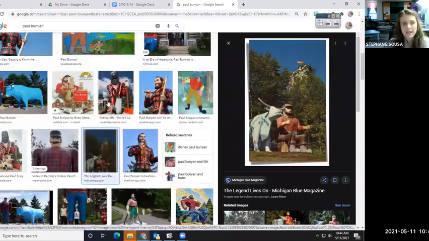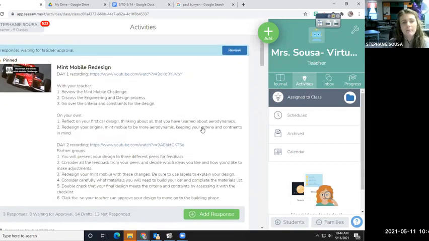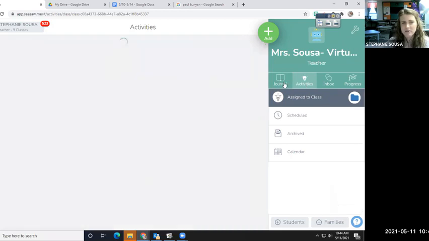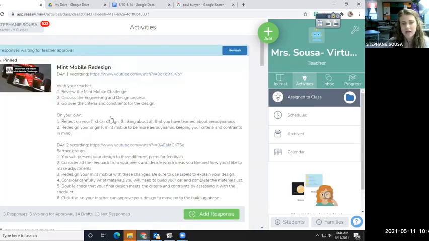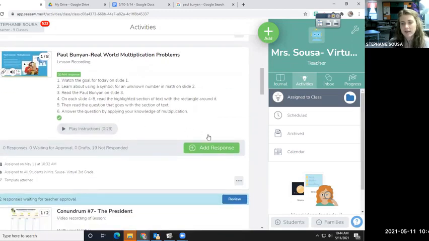Okay, today we're going to take a look at a Paul Bunyan story, but we're going to have to help him with some multiplication math because he's so large. We got to make larger groups of objects for him. Okay, so remember, on your seesaw, I pinned your Mint Mobile redesign. So if you click your activities, that's going to be up top. Scroll down one, and there's your Paul Bunyan real world multiplication problems. Okay, click on the add response, please.